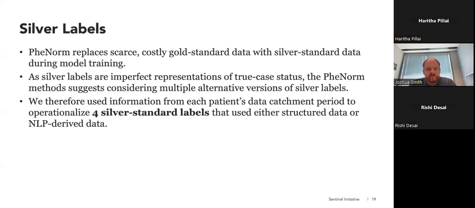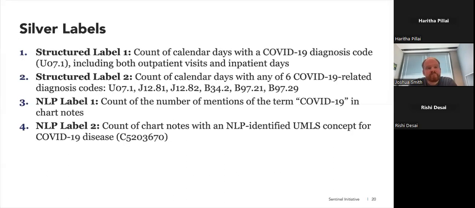As I mentioned before, PheNorm replaces gold standard data, which is scarce and costly, with silver standard data that it uses during modeling. Silver labels are imperfect, like I said. They don't exactly correspond to true case status, but they can be close. And the PheNorm method suggests considering multiple alternate versions of silver labels to see which ones work best. We therefore used information from each patient's data catchment period to operationalize 4 different silver standard labels that either use just structured data or NLP-derived data.